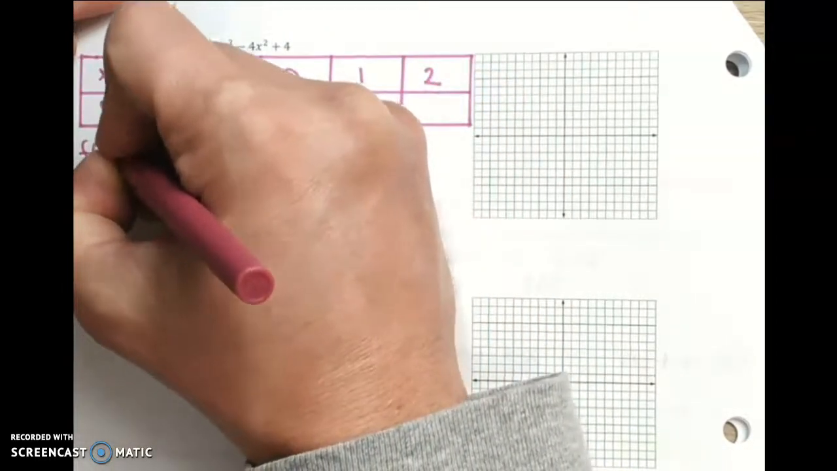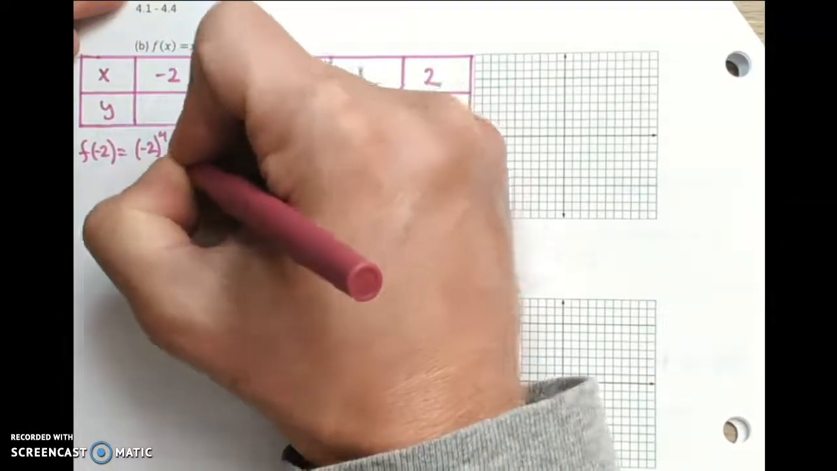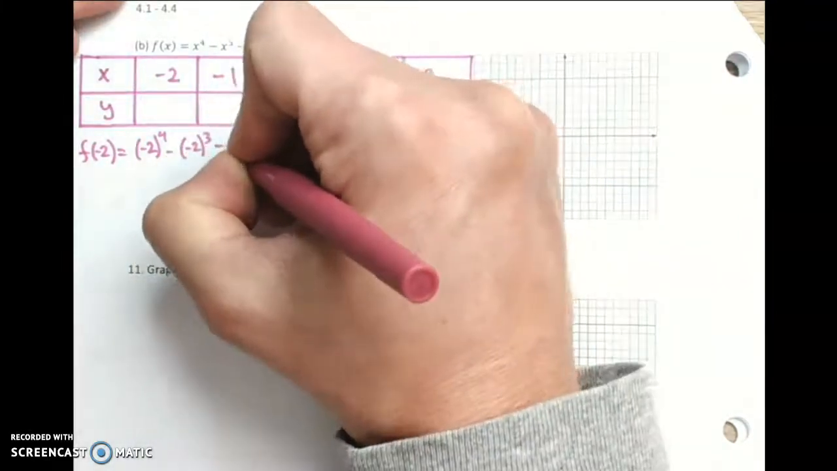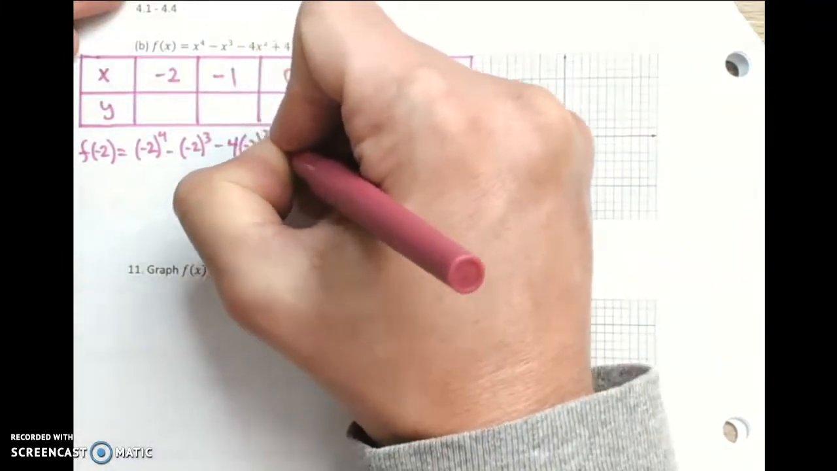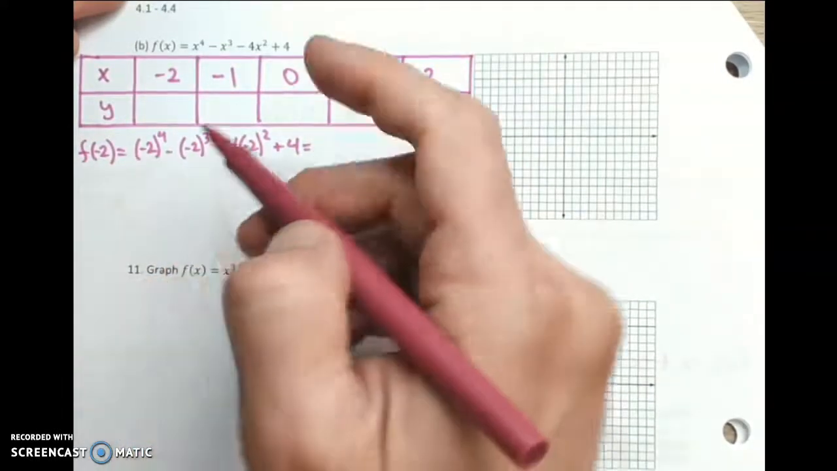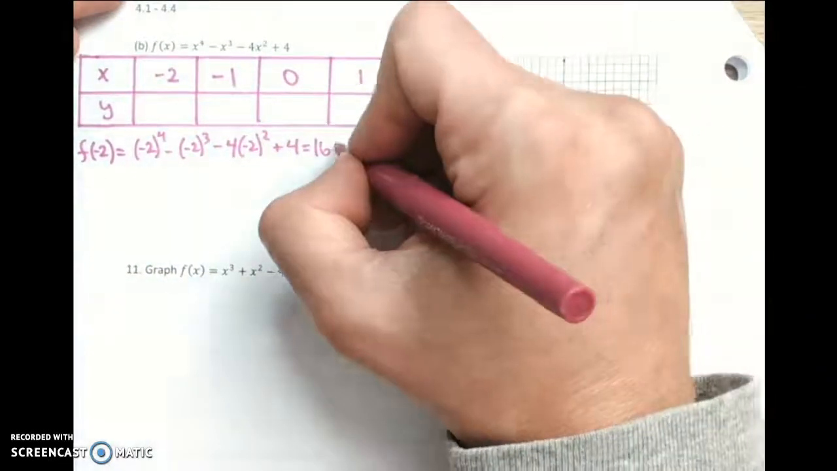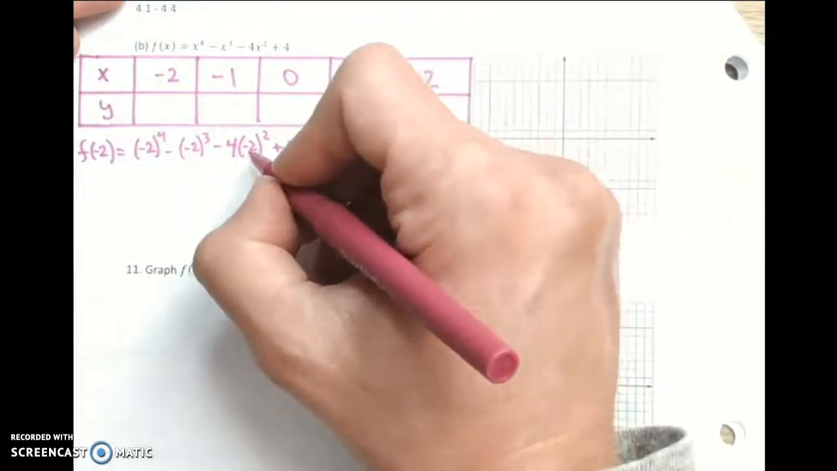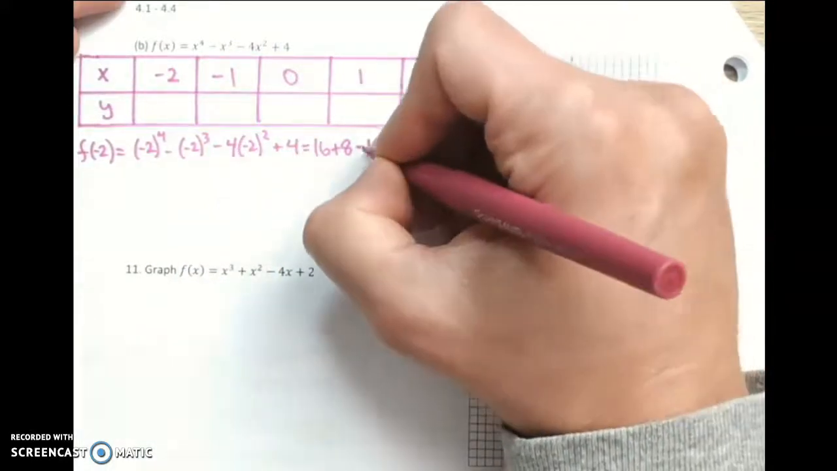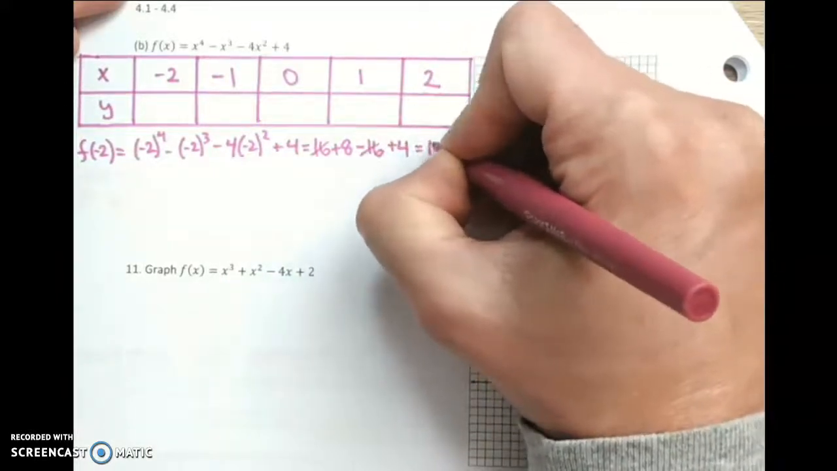F of negative 2 equals negative 2 to the 4th power minus negative 2 cubed minus 4 times negative 2 squared plus 4. Alright, that's positive 16 minus negative 8, so it's like plus 8. And then that's 4 times negative 4, which is negative 16, which those cancel out, right? And then plus 4, and that is 12.